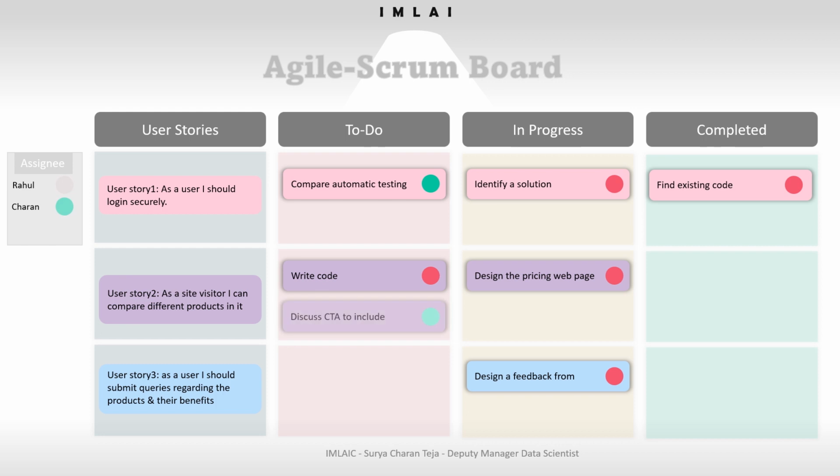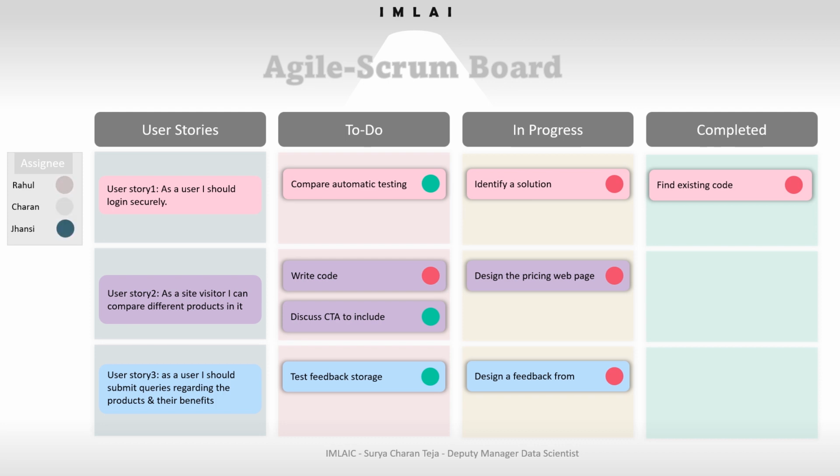Then another task the tester Charan has is discuss a CTA. CTA is a click to action, to decide whether we want to include it or not. So the task had to be done, and that's why we put it in to do. Then he has another task from user story 3, that is test feedback storage. He hasn't started any of the tasks, so all tasks assigned to Charan from different user stories are in the to do bracket.